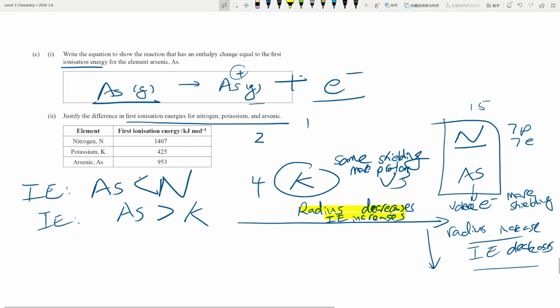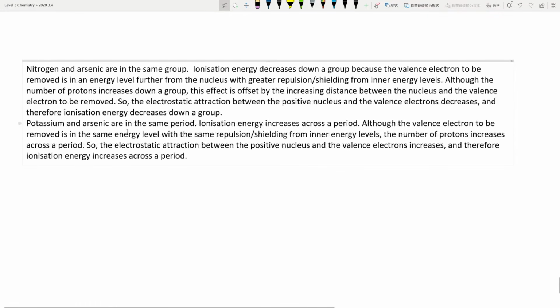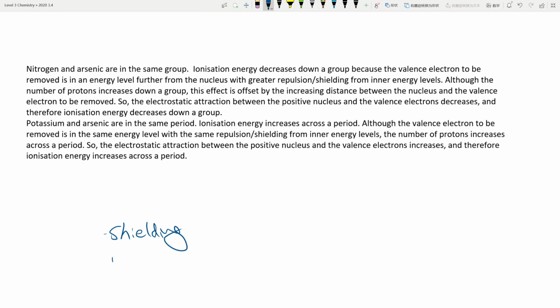This is pretty much what you talk about every single year for questions like this. You do want to always talk about two things: the shielding effect, and the nuclear charge. The nuclear charge is the number of protons. You can think of it like that.